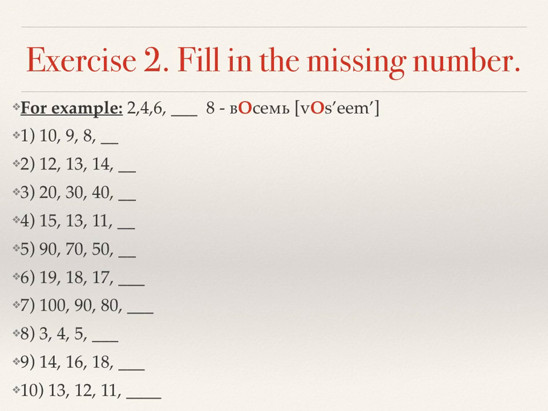Exercise 2. Pause the video, complete the rows, and say the result in Russian. For example, 2, 4, 6. All these numbers are even ones, so the missing number is 8. 8. The next slide will help you check yourself.